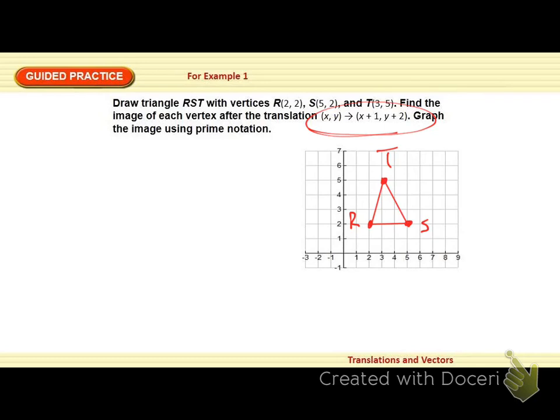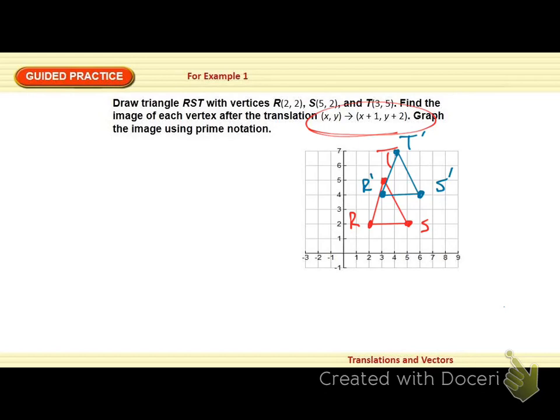Right. So R prime is going to go, we're going to get that by going right 1, up 2, so R prime will be right there. S prime will be right 1, up 2, so right here. And then T prime will be right 1, up 2, so T prime will be right there. Now, if you did not have a graph to go off of, right, so there's your new triangle where it sits, R prime, T prime, S prime.